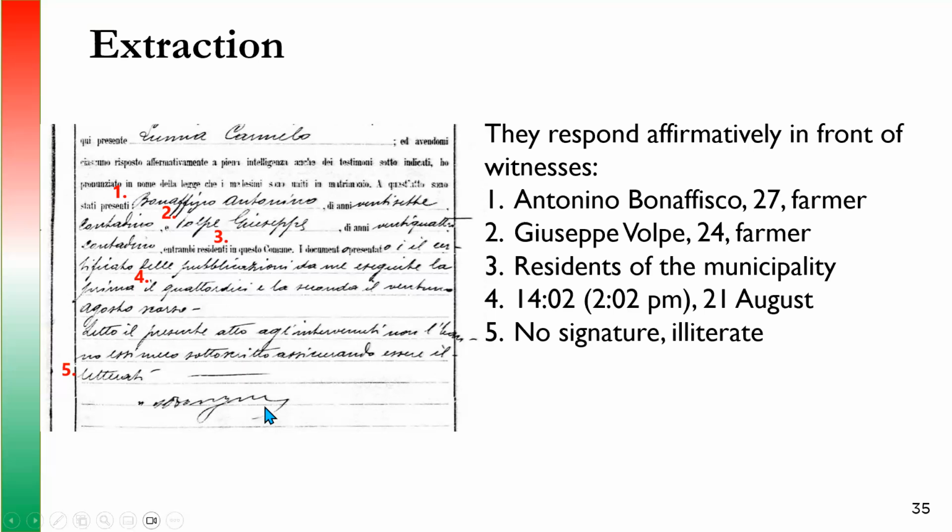Once again, the only person who signed this is the registrar. We still have the line here that says, you know, they were illiterate. I read all the stuff to them. They said, yes, that's exactly what happened. And they didn't sign because they couldn't read or write. But again, you have a similar pattern involved in the marriage record, just like you do in the birth and the death records.